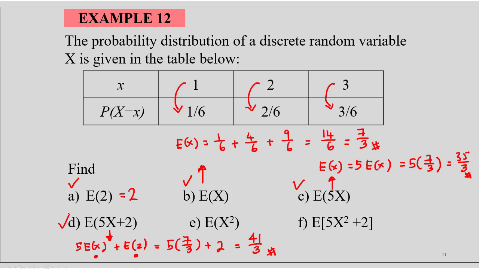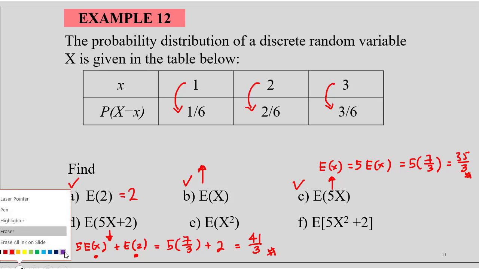When it comes to E(X squared), how about E(X squared)? It will be a little different in terms of the working steps. Let us try to change the X to become X squared. We change the X to become the X squared.